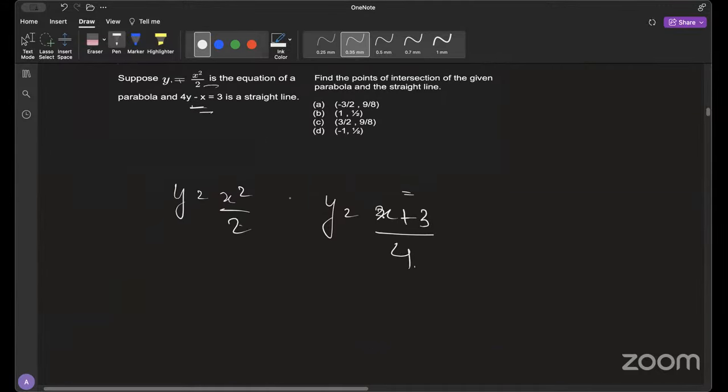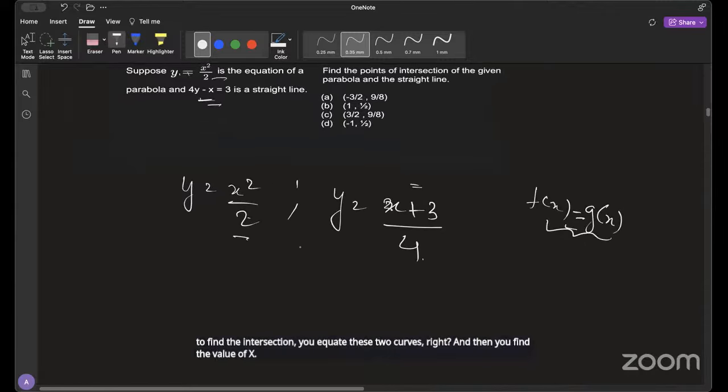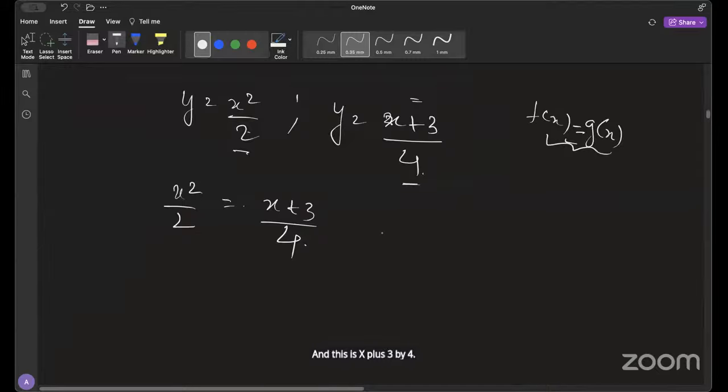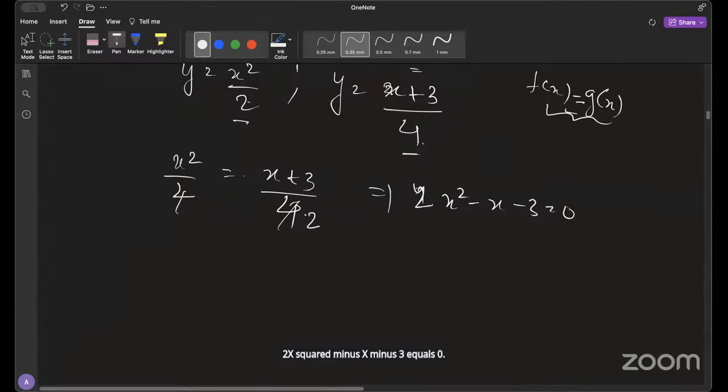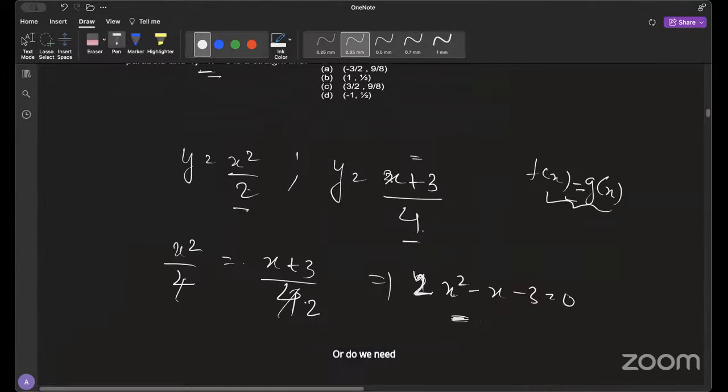And then you equate these two. For the intersection of two curves, let's say f(x) and g(x), you equate these two curves, and then you find the value of x. So here you equate these two curves: x squared by 2 and (x plus 3) by 4. Then you solve the quadratic equation, that's all. The quadratic equation is going to be 2x squared minus x minus 3 equals 0. I hope you guys can solve this equation. Or do we need to do this one here?